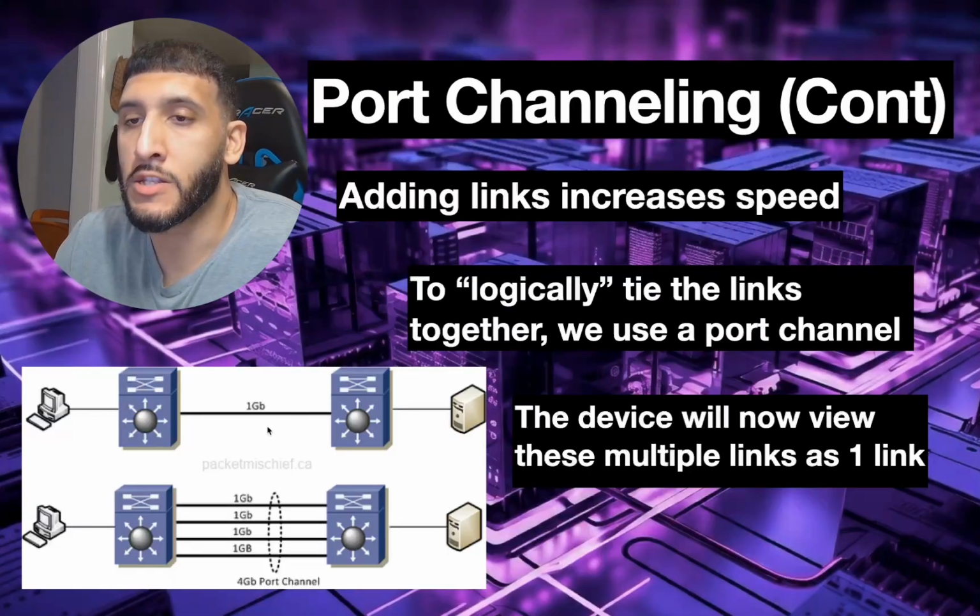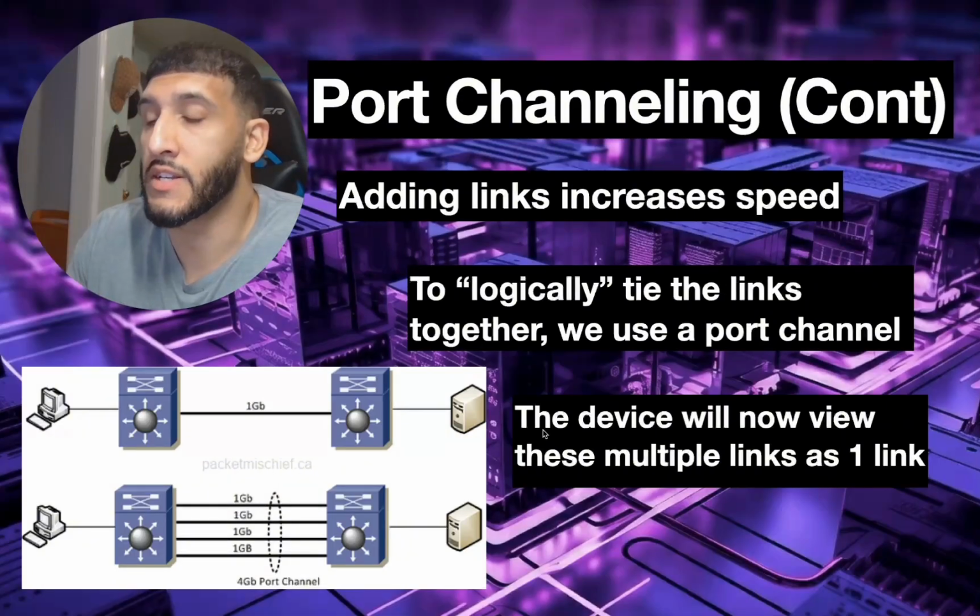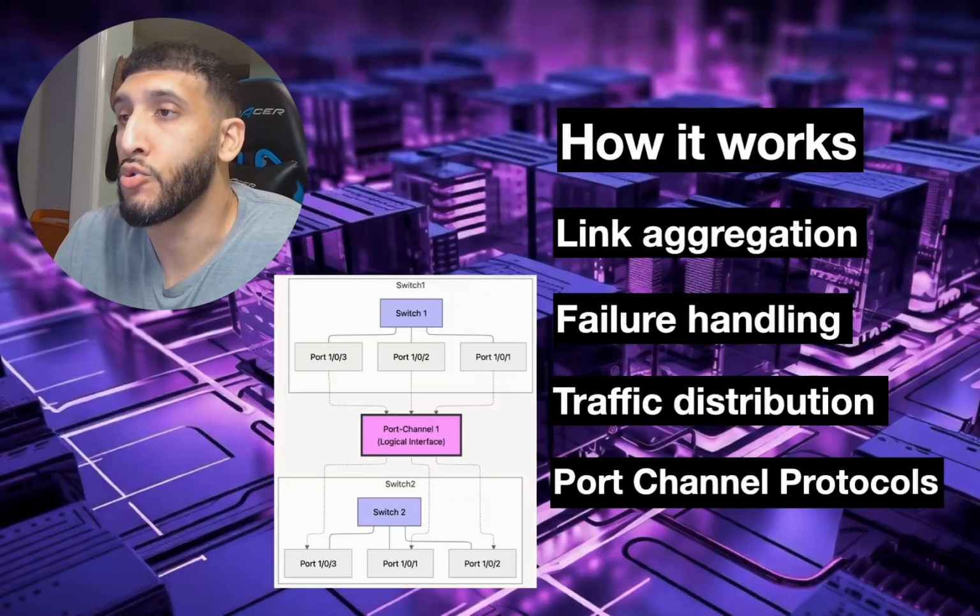So if you take a look at this picture on the bottom left, this top connection takes 1 gigabit of speed. This bottom connection is 4 gigabits of speed. It's much faster, but it has 4 physical links. These 4 links add to the speed of the connection, but realistically, without port channeling, we'd have to configure all of these separate links with different subnets, different IP addresses, and so forth. This would make things super confusing. So this is why we use port channeling, to logically tie these links together so the device will view them as one link.